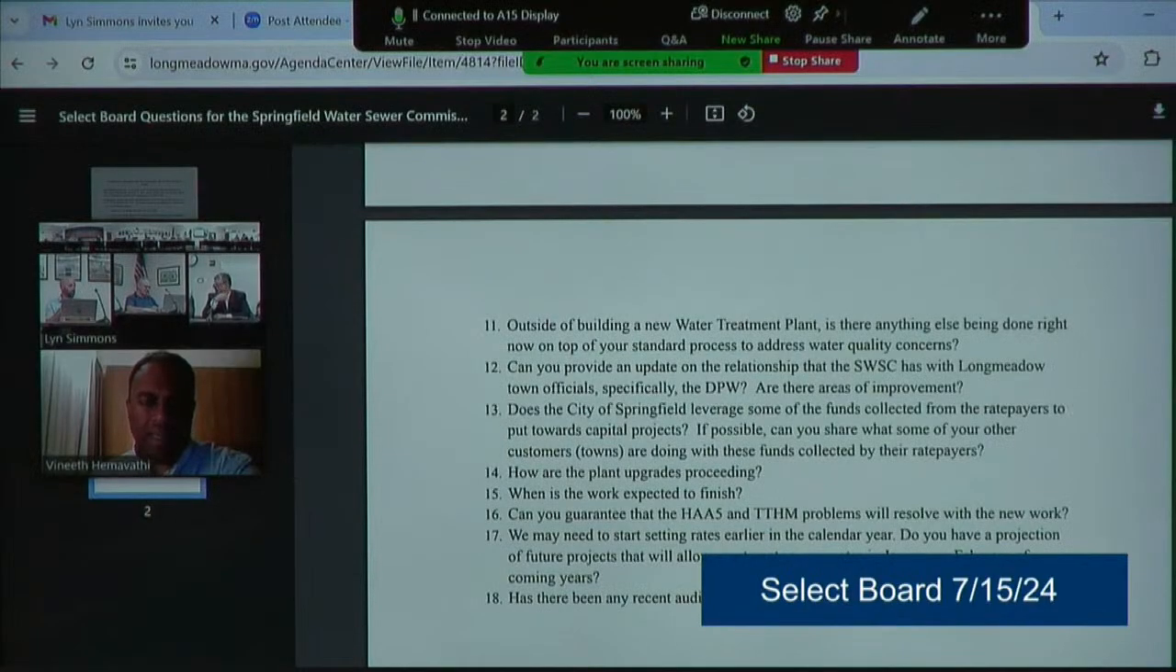Great. So I think we touched on question 11. Let's move over to 14 through 16, because this is related to the questions we were just talking about. I think 14 is asking about the current plants and the work being done, and if you guys could just talk about that. And then 16, I think, is referring to whether the new water treatment plant, when it goes online, will resolve the issues with HAA5 and TTHM.